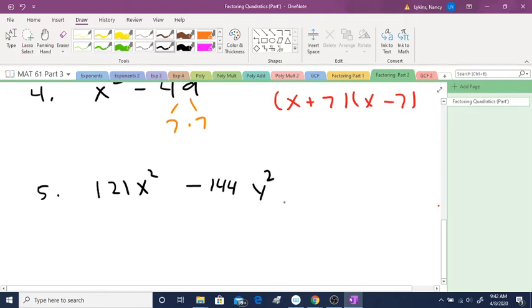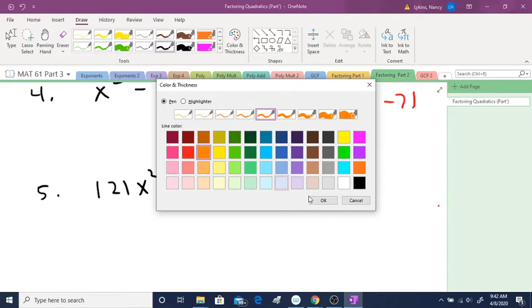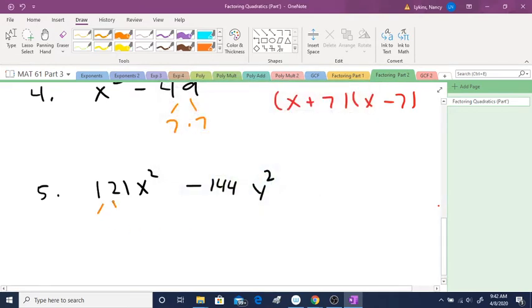Now, if I give you a problem like 121x squared minus 144y squared, we need to think about perfect squares. Well, look at this. That's a perfect square, 11 times 11. The x, since it's x squared, you got a perfect square. And the 144 is 12 times 12. And then you've got a perfect square, y times y.